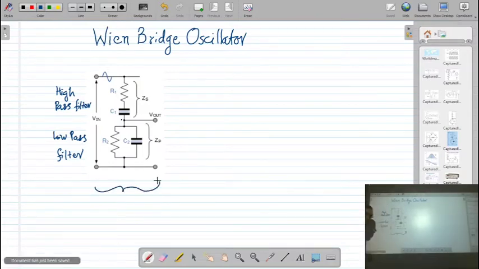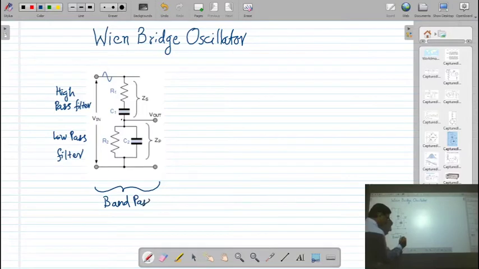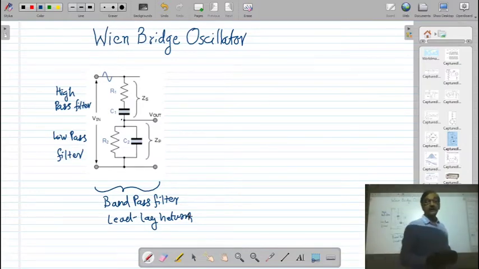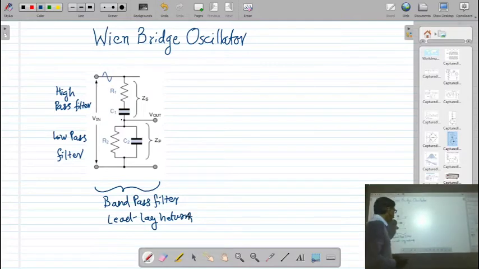Remember, the Wien bridge network is nothing but a kind of band pass filter with a high quality factor. This Wien bridge is also known as a lead lag network, because in the upper part and the lower part, the phase difference between the current and voltage is going to be different. So it is also known as a lead lag network. Now let us see the frequency response of this network.